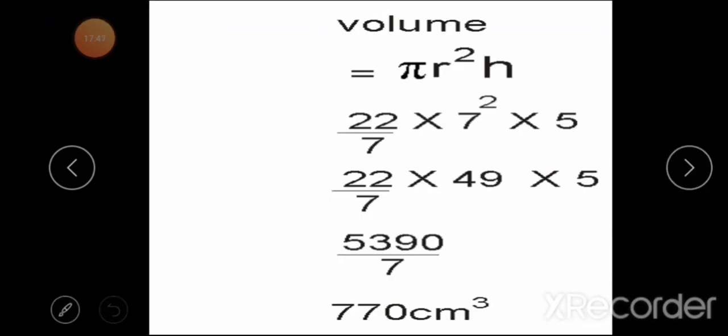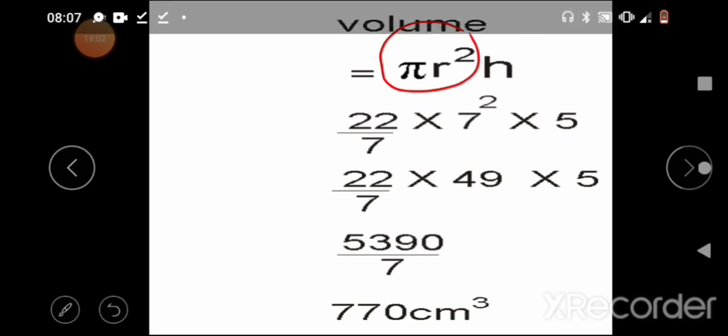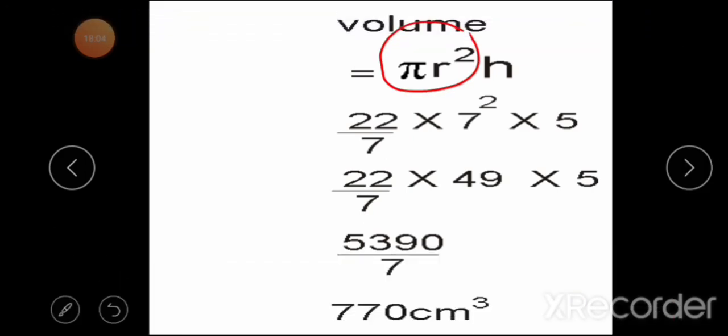Then let's get the volume. We know that the volume of a cylinder is the area of the circular base times the height of the cylinder.